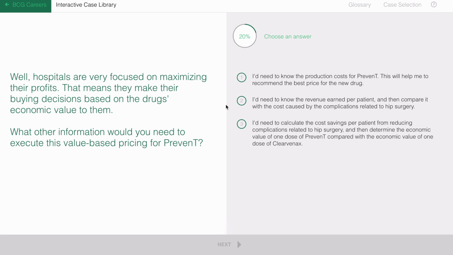I don't think the revenue earned per patient matters too much, right? We're focused on the cost of complications to hip surgery, which will help inform us of the economic value that these drugs provide. Answer choice 3 says, I need to calculate the cost savings per patient from reducing complications related to hip surgery, and then determine the economic value of 1 dose of PreventT compared with the economic value of 1 dose of Clearvanax. This again was my hypothesis as to which direction we should lean towards. I think 3 here makes a lot of sense.